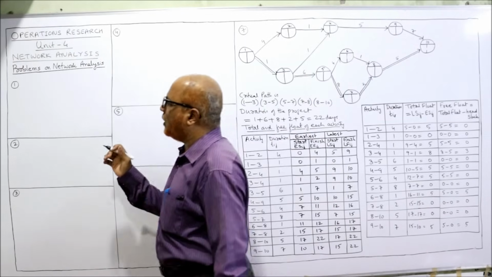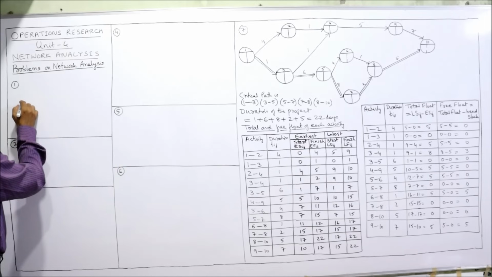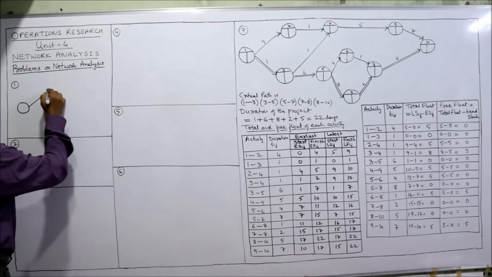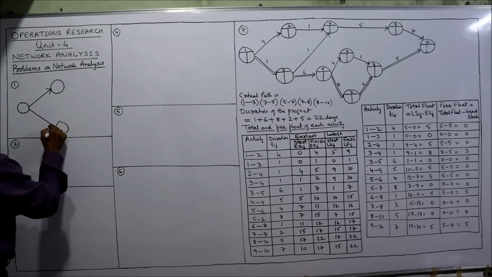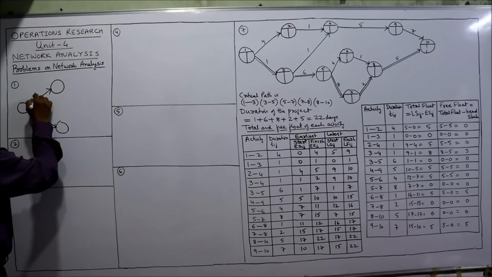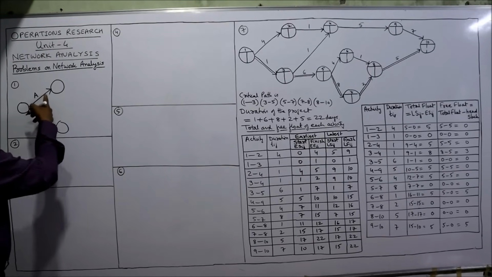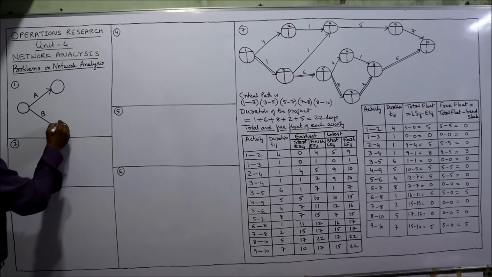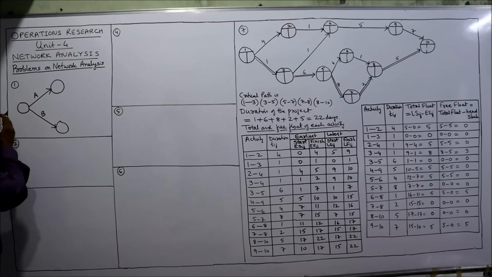Now see carefully how I am drawing. First of all, A and B. There is no predecessor for activity A and B. So this is activity A and this is activity B. Activity is denoted by an arrow and a circle is the event. There is no predecessor for A, no predecessor for B.